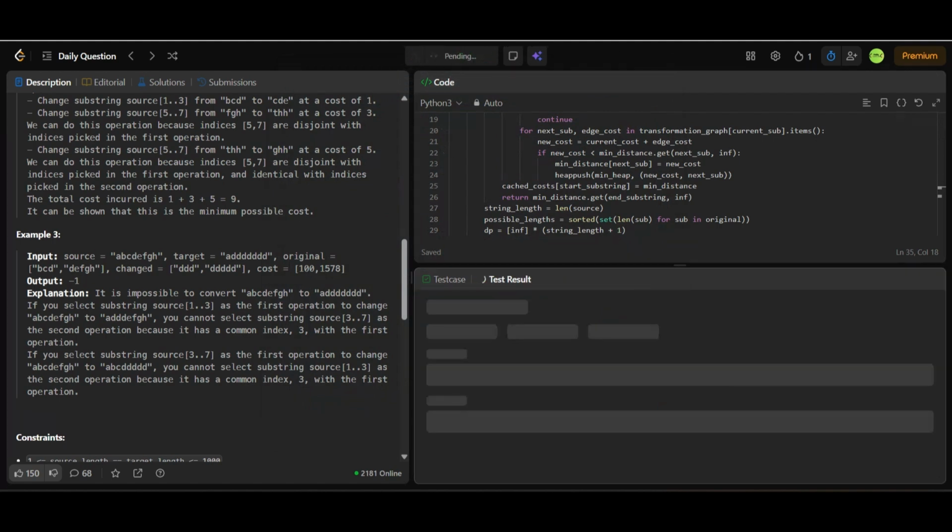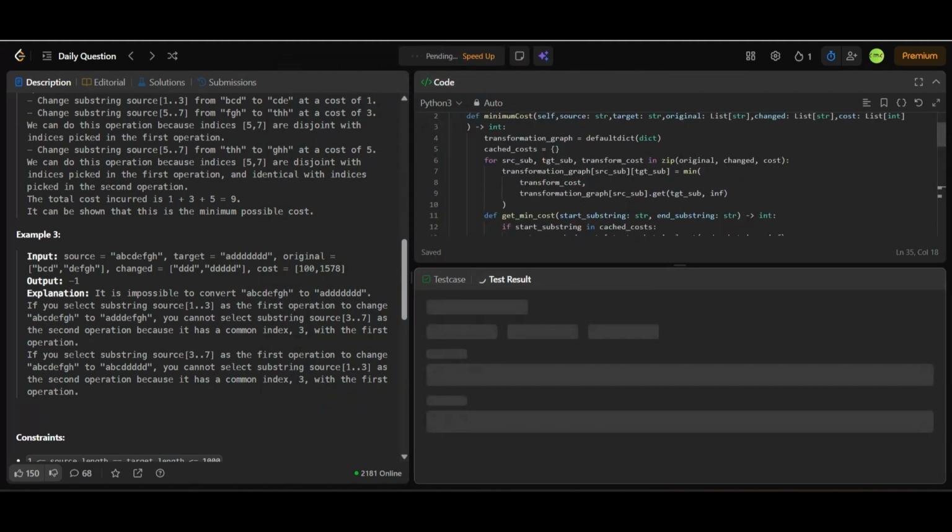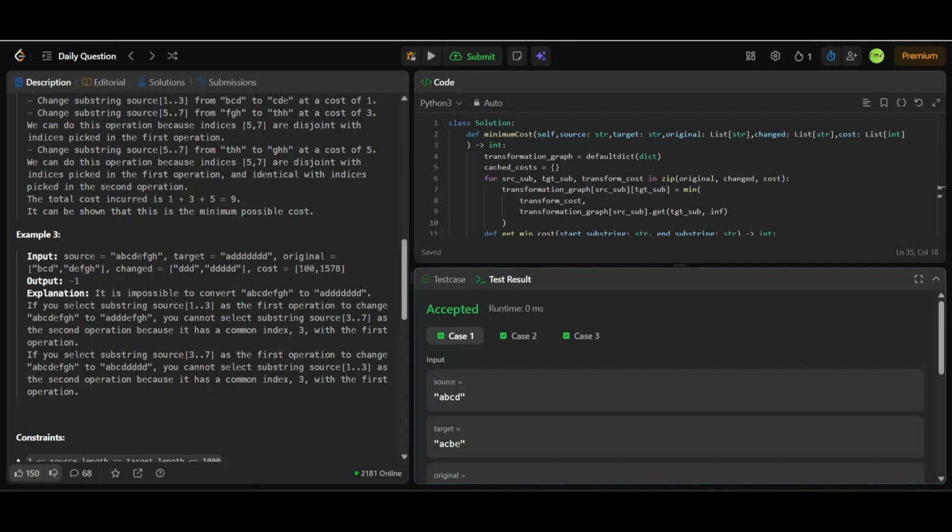Let's run this with the sample input to verify the logic. Everything looks good. Let's submit the solution. And as you can see, accepted. All test cases passed successfully.